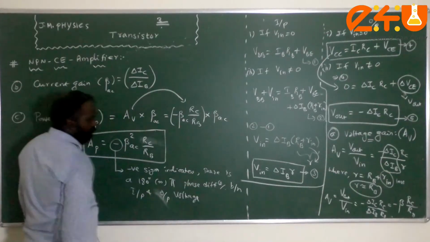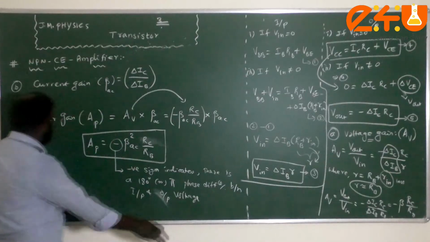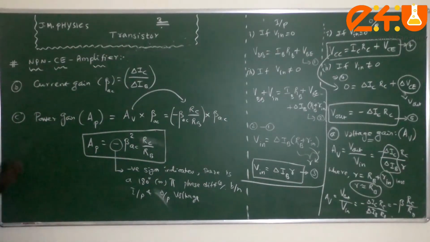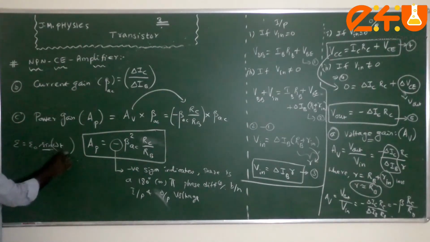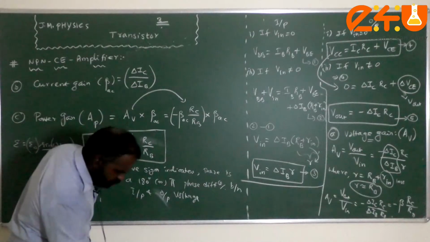Voltage. We know that in a sinusoidal wave, as we studied in the AC lesson, E equals E naught sin omega t, or simply V equals V naught sin omega t. Whatever comes after the trigonometric function is called the phase vector, and V naught is called the amplitude. You all know that.